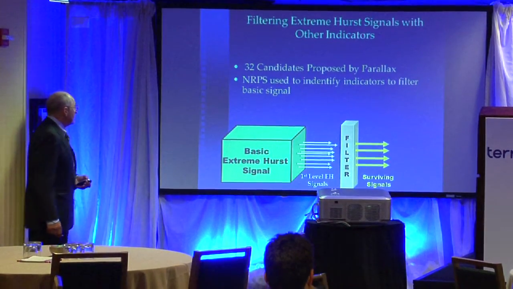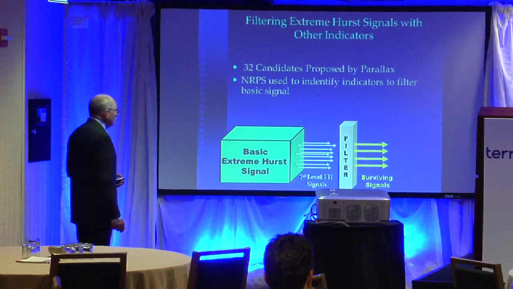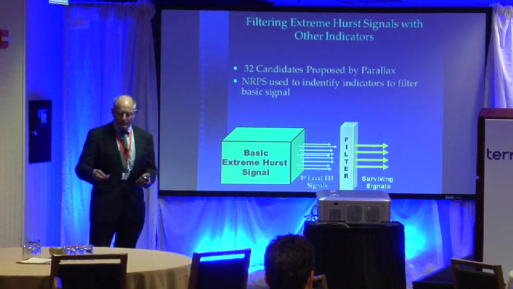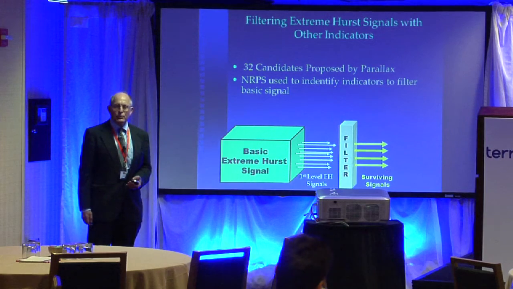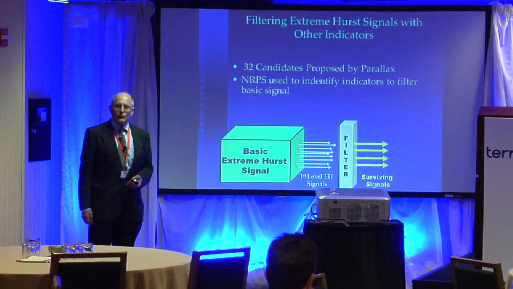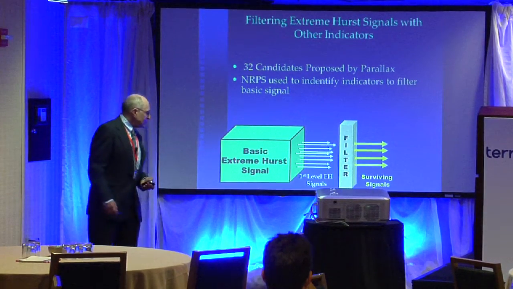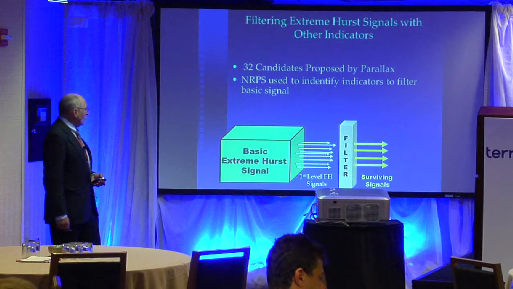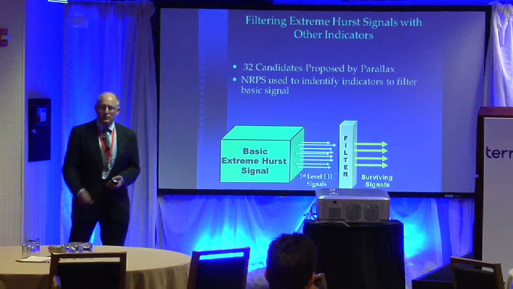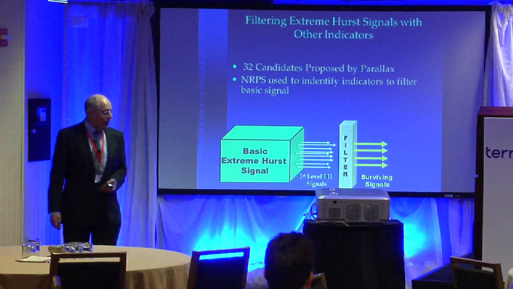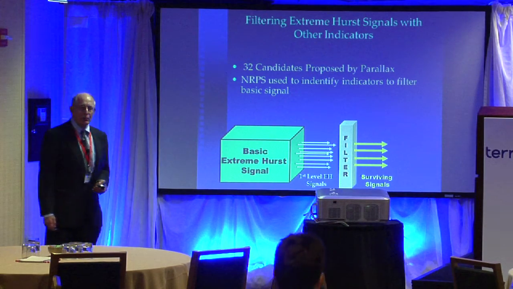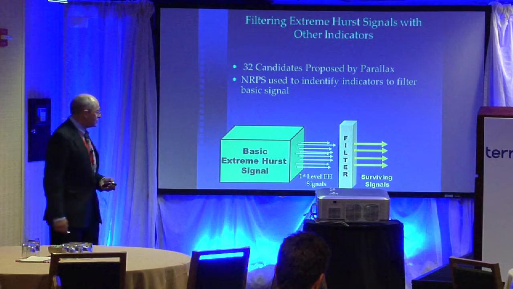They came to us and said, could we use our data mining methods to look at a set of variables that they came up with that they thought had information for getting rid of some of these bad signals. So that's what we did. We ran our non-redundant predictor screening against their 32 different variables and came up with some low-dimensional filters for their signals.